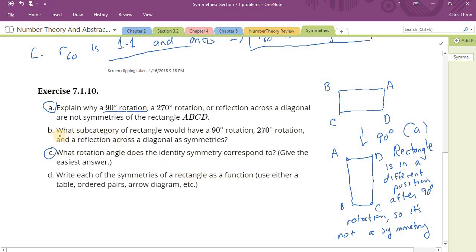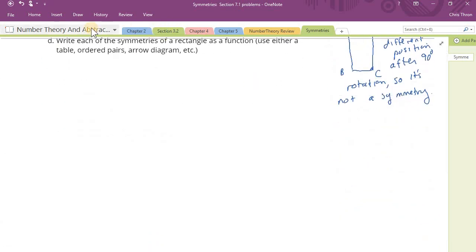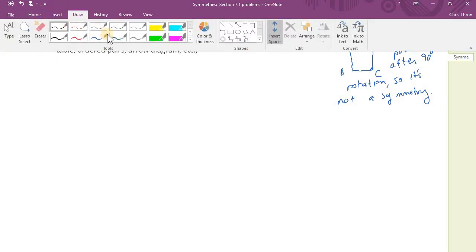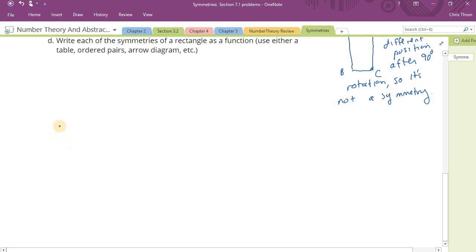Then here you're supposed to decide what kind of rectangles do these rotations give you symmetries. I can say similarly for 270. Let's just do explicitly the 270 and the reflection across the diagonal. So I need to insert space here. Let's go down a little bit. Okay, good. All right, so let's do a 270-degree rotation. So here if I have ABCD again, so I have ABCD.